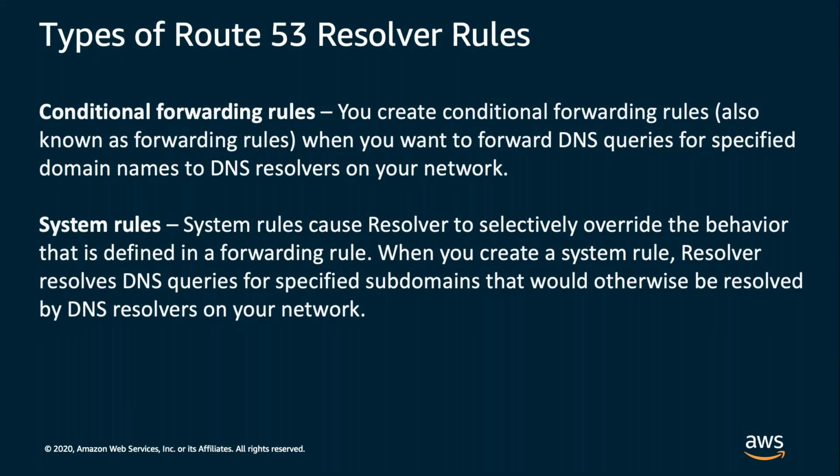Within the Route 53 Resolver rules, we have two different types. We have conditional forwarding rules, which we're just showing, being able to forward traffic to on-premise DNS service for specific names on the network. And then we also have system rules. System rules cause the resolver to selectively override the behavior that's defined in a forwarding rule. So when you create a system rule, resolver DNS queries for specific subdomains that would otherwise get resolved by DNS resolvers on your network would get resolved in some other manner. And we'll go over an example of what that looks like.